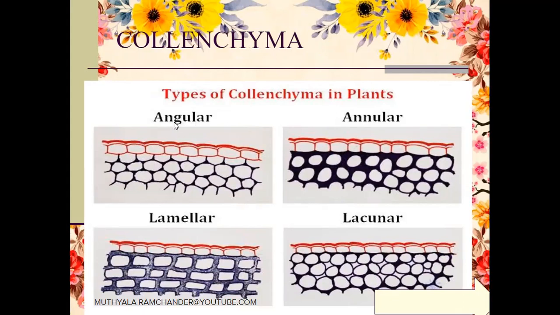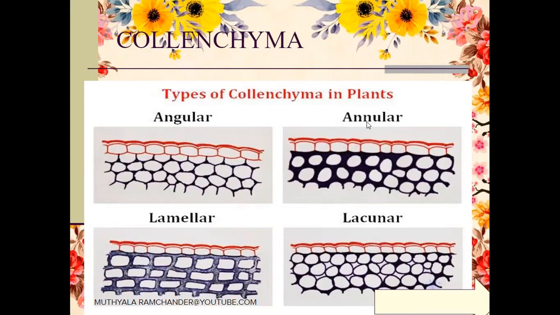angular collenchyma. The angular collenchyma tissues contain thickened cell walls at the corners. Here it is in this diagram. Thickening of cell walls is present at the corner areas. Corners are also called angular parts of the cell. Angular parts of the cell in thickening condition is called angular collenchyma. In this angular collenchyma, intercellular spaces are completely absent.